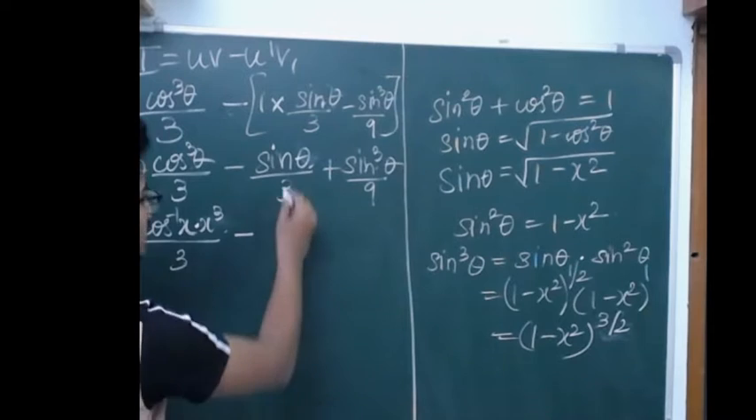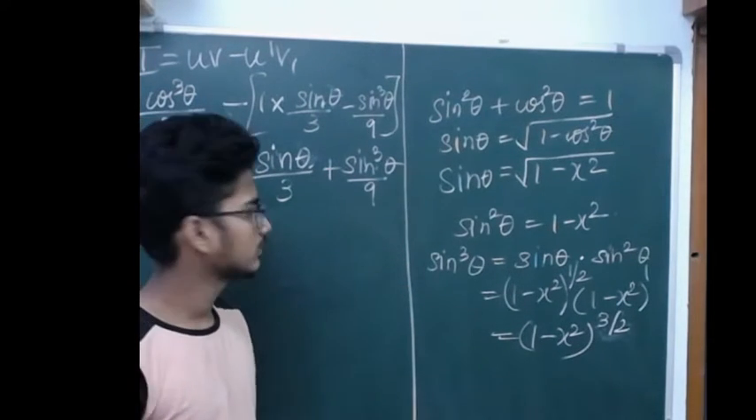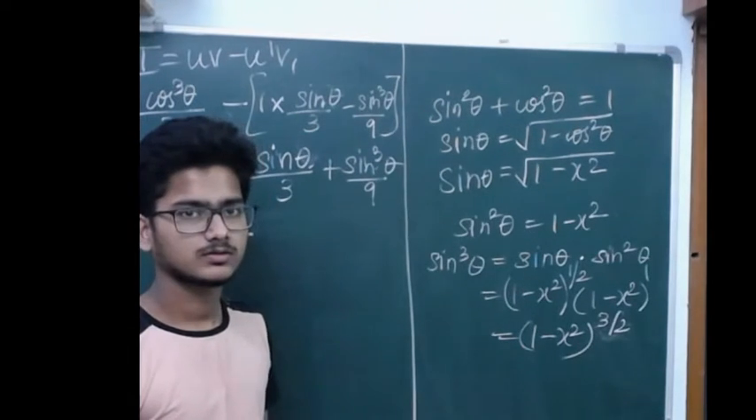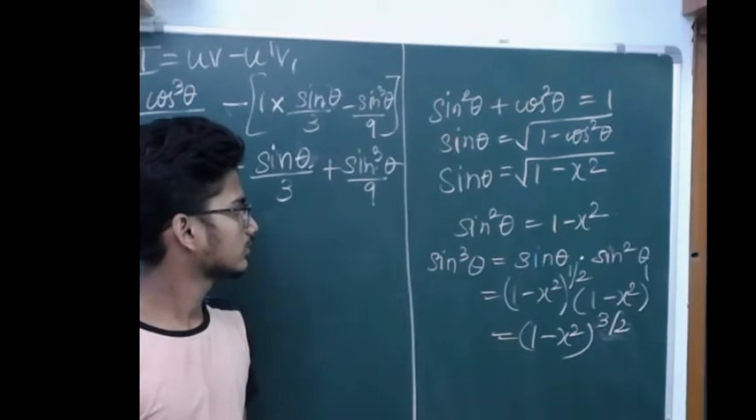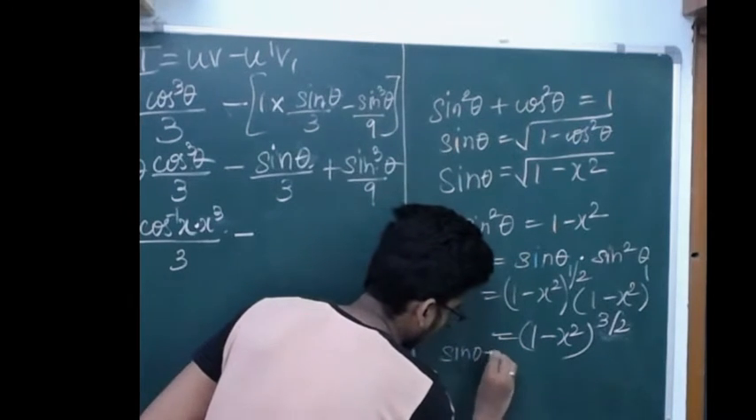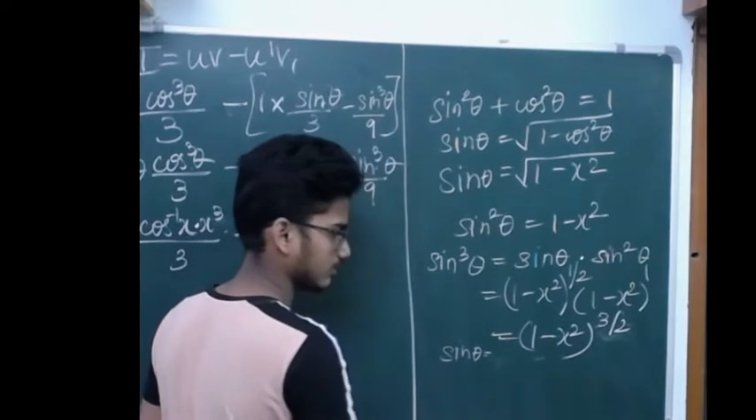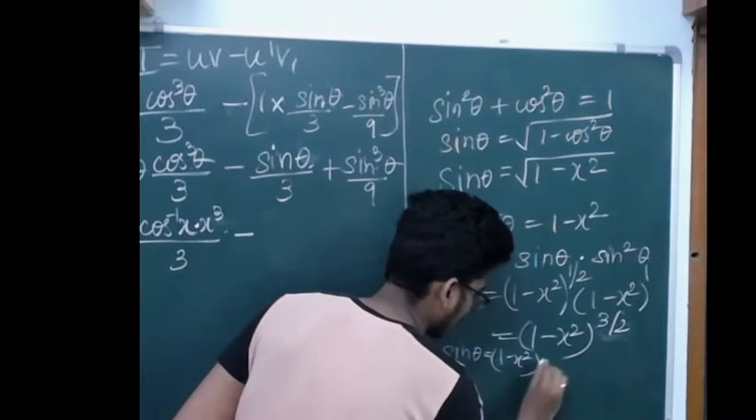Now let me tell you one thing. You already got sin theta, which is equal to the square root of 1 minus x square. Sin square theta is equal to 1 minus x square. So similarly, you can cube on both sides. Please write down sin theta is equal to, don't put root, instead use the power technique, that is 1 minus x square to the power 1 by 2. Am I right?